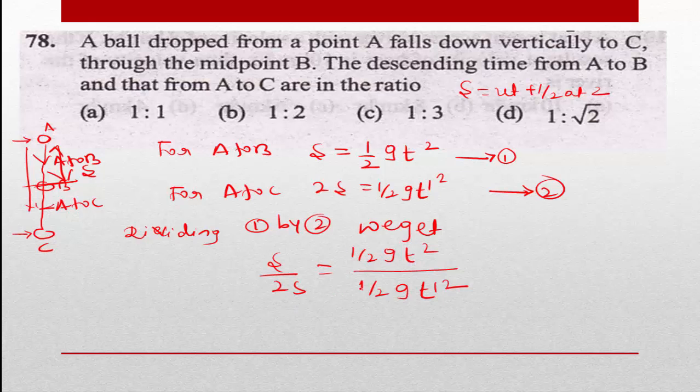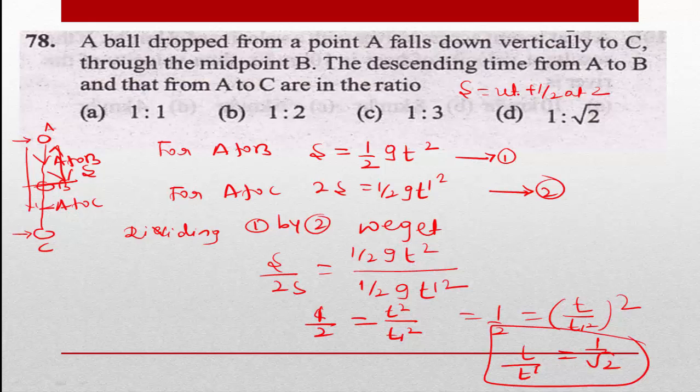We get the answer from using this value. Option D is the right answer. Or here 1 divided by 2 is equal to t square divided by t dash whole square. Or it is equal to 1 by t equal to t divided by t dash whole square. Or t divided by t dash is equal to 1 by root 2. Option D is the right answer. Now we will move to the next question.